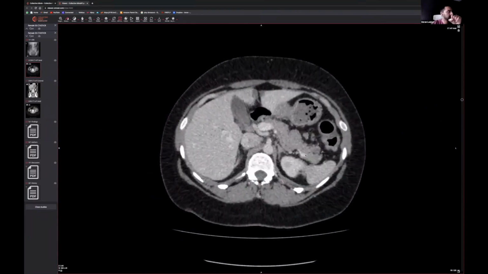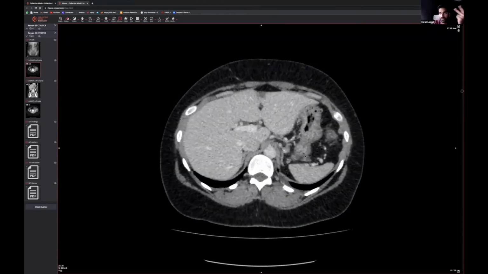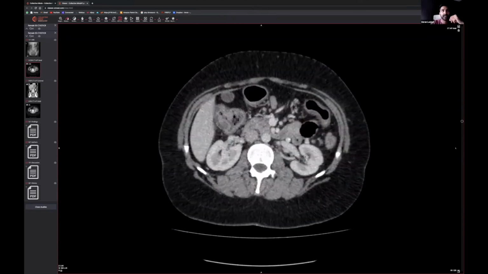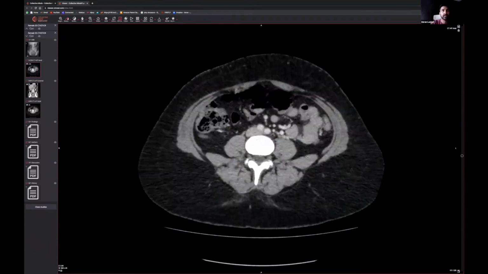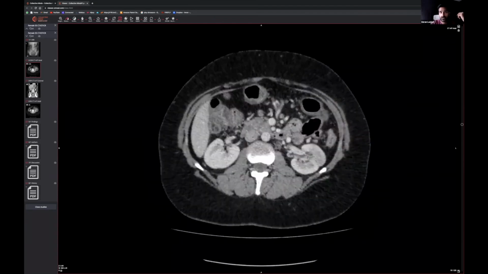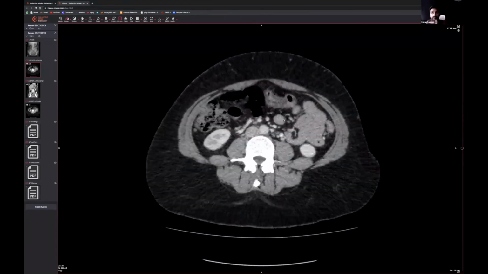But the key thing you want to take away from this is that there's no evidence of any perforation, collection, or fistula based on the CT images. And so this would more likely be in keeping with underlying inflammatory bowel disease, such as Crohn's disease. And remember, Crohn's disease can have skip lesions, so it doesn't just have to be inflammation of the large bowel, it could be inflammation of the small bowel as well.